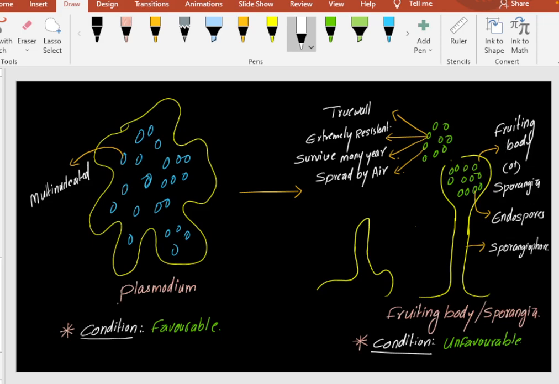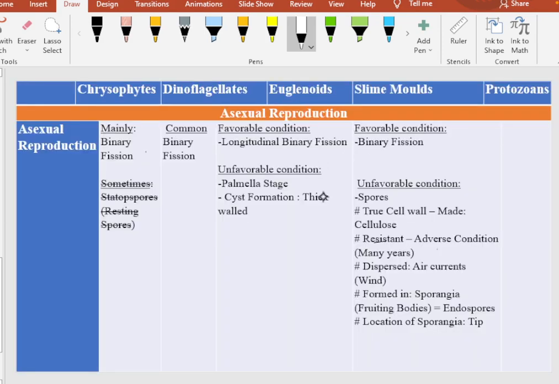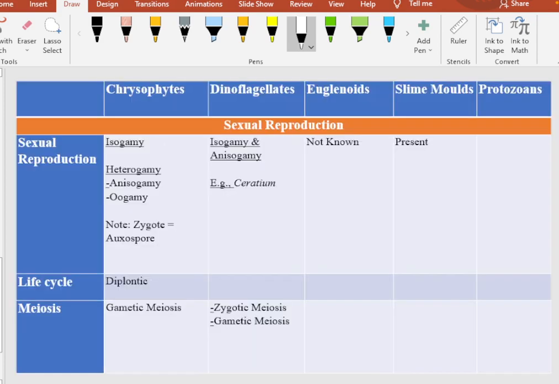Inside the fruiting body, spores are produced. These spores have a true wall made up of cellulose. They are extremely resistant, survive for many years, and spread by air currents. Okay, is it clear? So this is about the fruiting body, the sporangia. In unfavorable condition, spores are produced. In favorable condition, what is there? Binary fission.